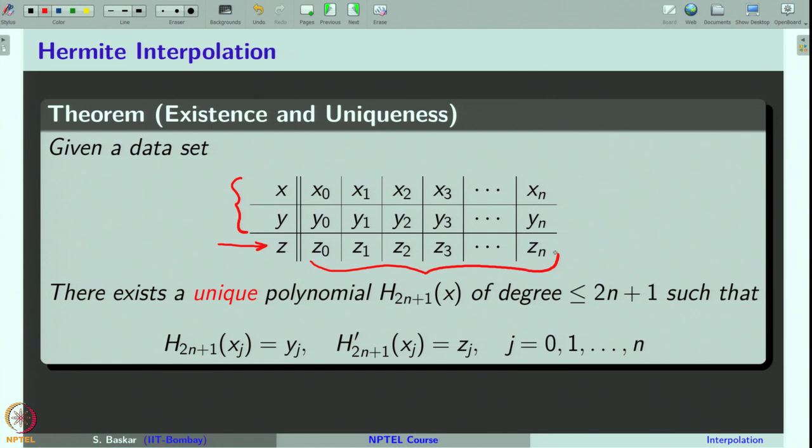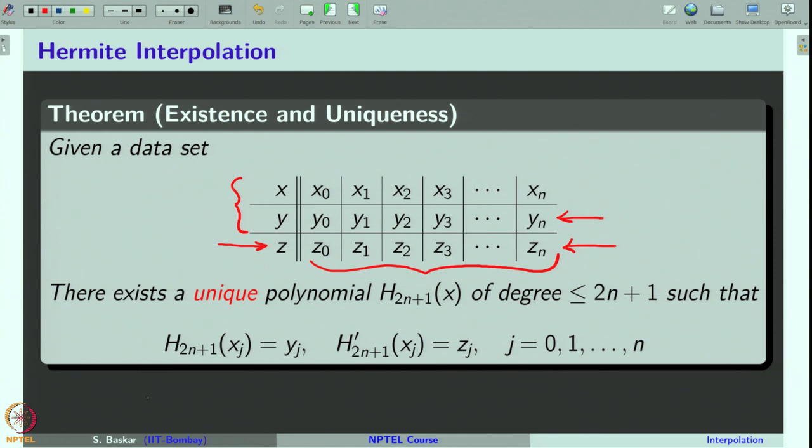Well, here I have only given the value of the function as y naught, y 1 up to y n, and the values of the derivative of the function as z naught, z 1, z 2 up to z n, because these values may not come from some function. In general, they may come from any other source, something like they may come from some experiments or so on. For that reason, I have just posed the data set in a general notation.